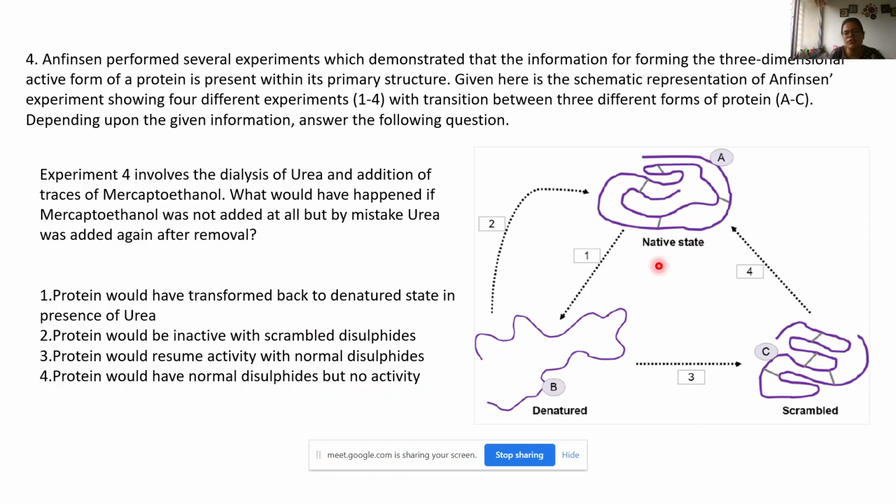So this is a thinking question. Think about it. From this state to this state, scramble state to native state, you have to remove urea, but by mistakenly you are adding urea, so what will happen?